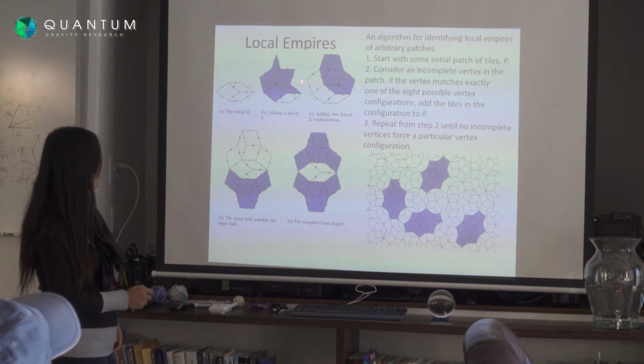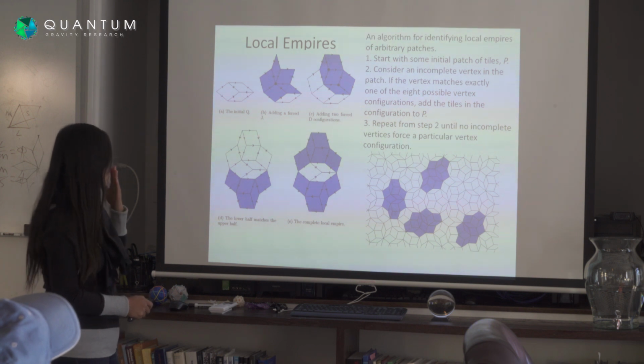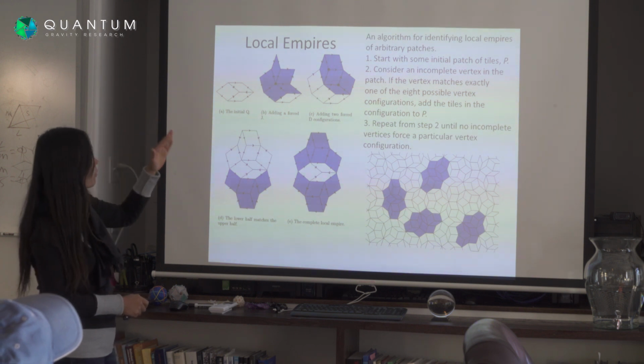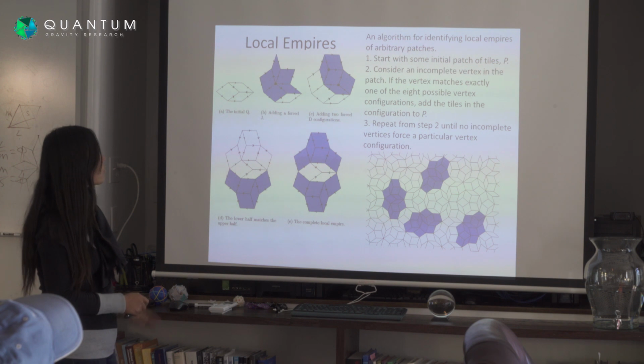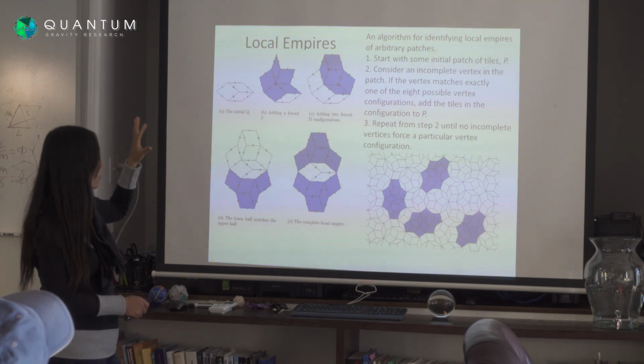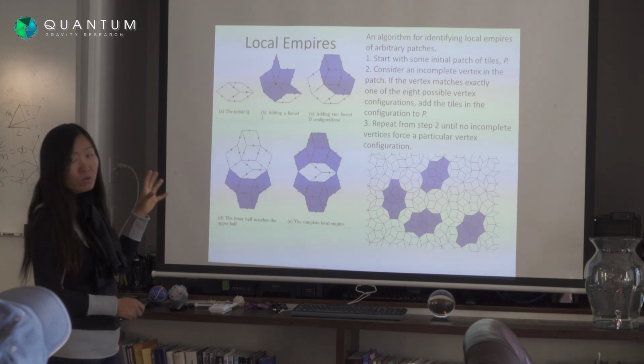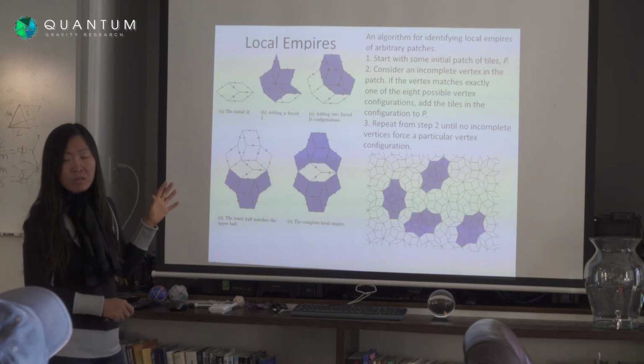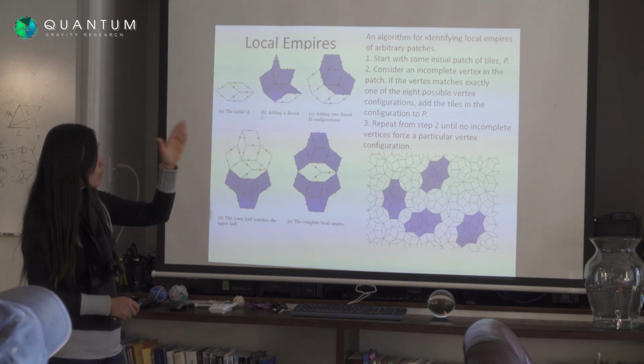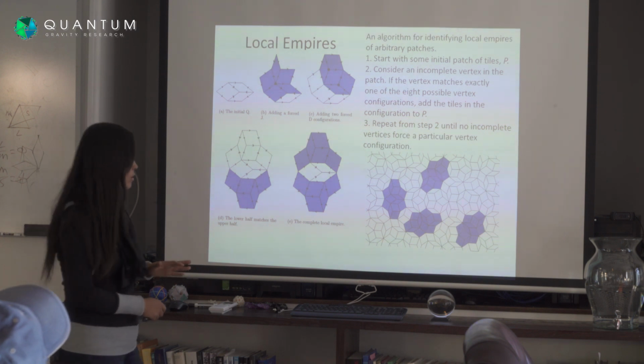Yeah, so these are the local rules. When we talk about the local empires and the global empires, you will understand better, based on the grid method, why some other tiles will be forced to be there.